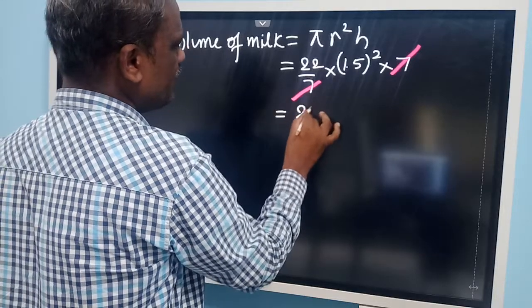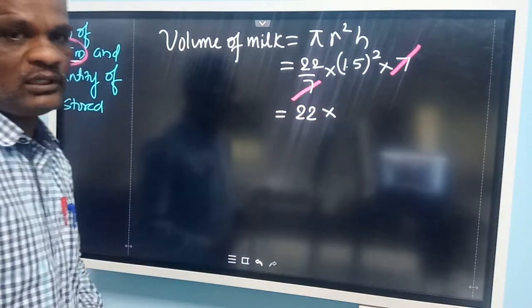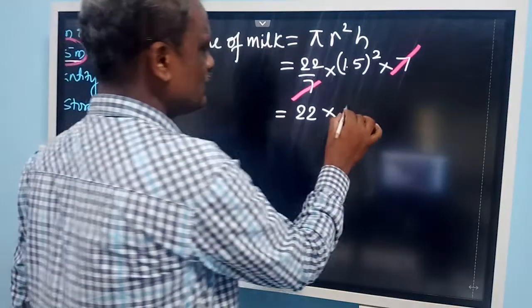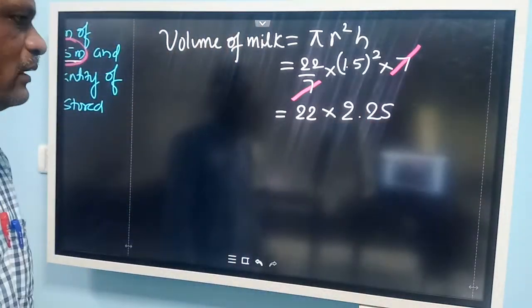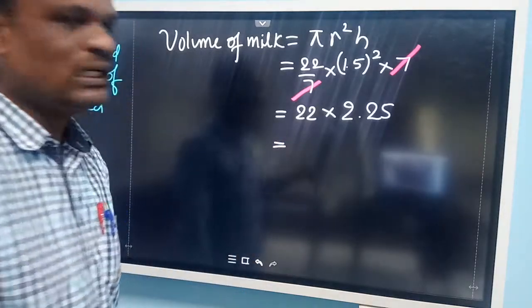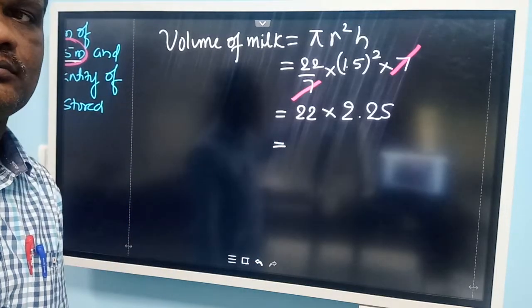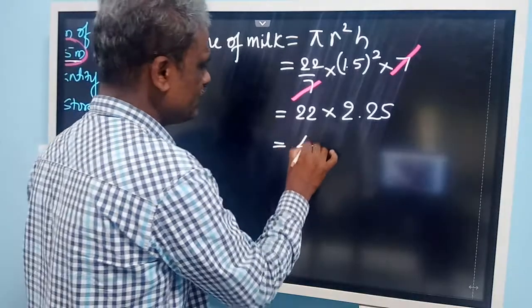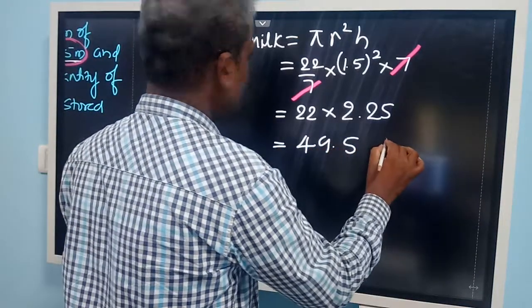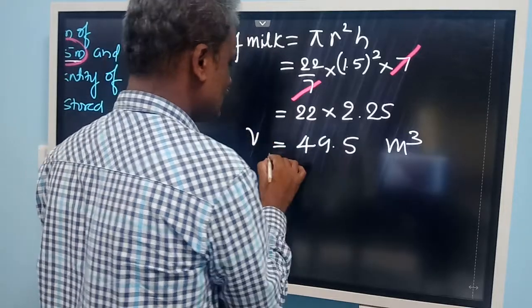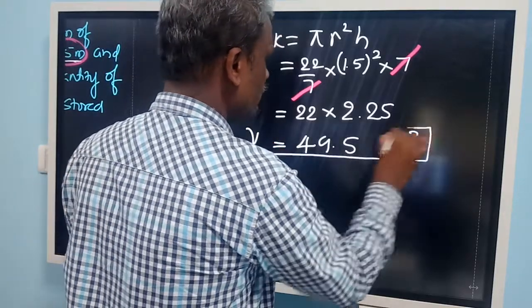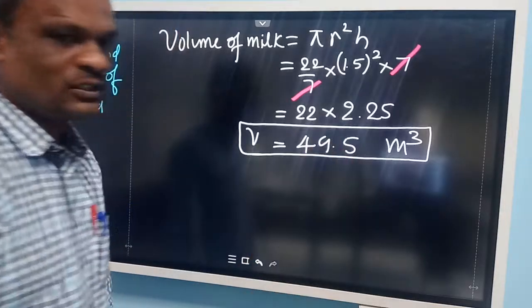So 22 into 1.5 into 1.5, that is 2.25. So 2.25 into 22 gives 49.5. It is in meter, so you can write meter cube. So this is the volume of milk in terms of meter cube.